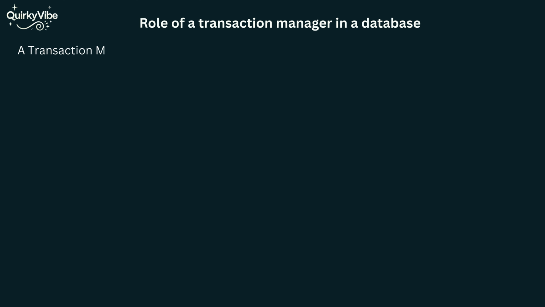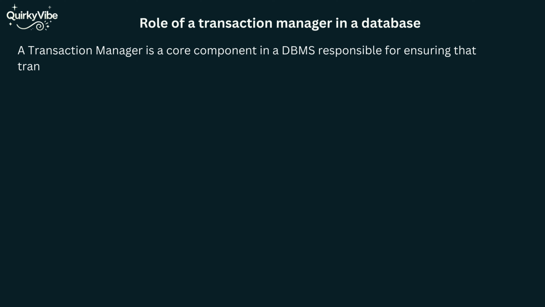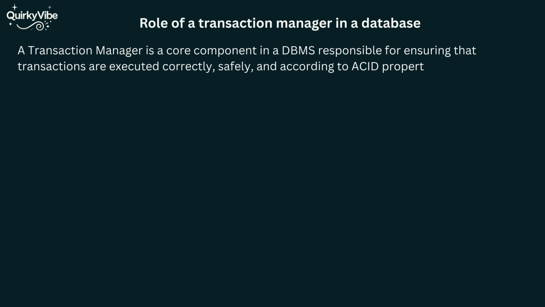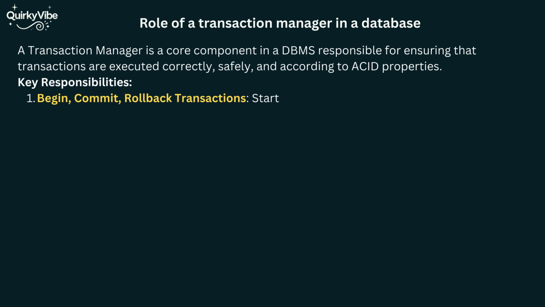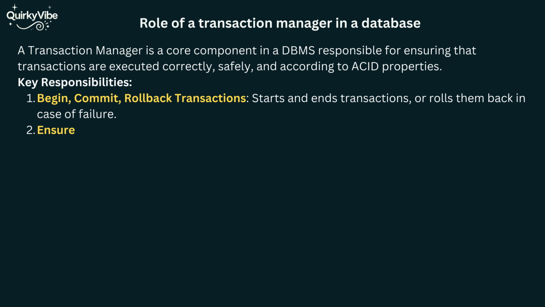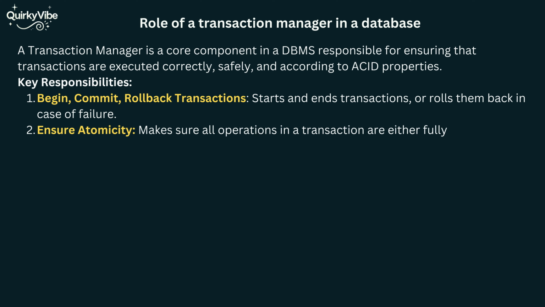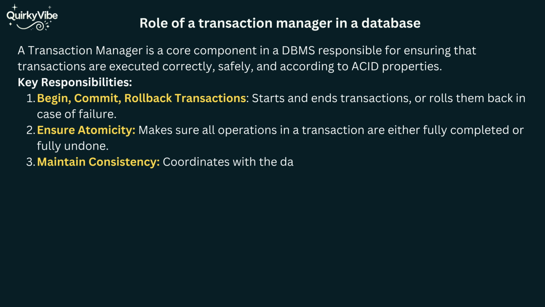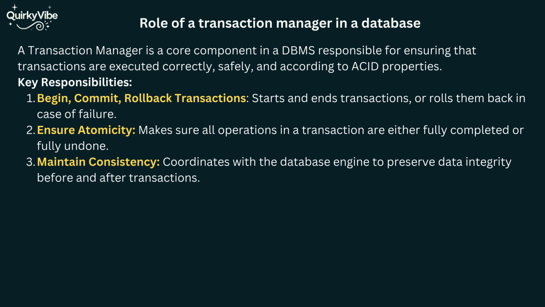A transaction manager is a core component in an RDBMS responsible for ensuring that transactions are executed correctly, safely, and according to ACID properties. Key responsibilities: begin, commit, and rollback transactions; it starts and ends transactions, or rolls them back in case of failure. Ensure atomicity: makes sure all operations in a transaction are either fully completed or fully undone.